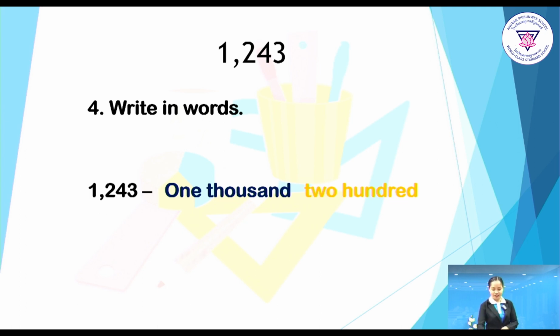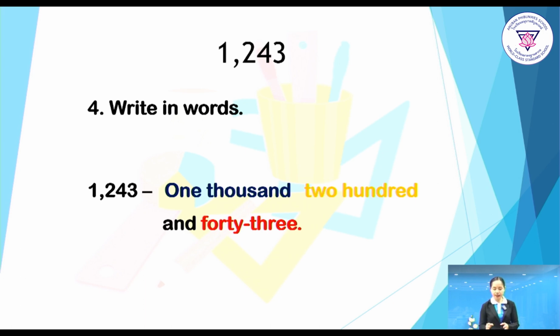1,243. Let's go to the last way of writing and reading numbers, which is counting the board. We have here the table of ones, tens, hundreds, and thousands.